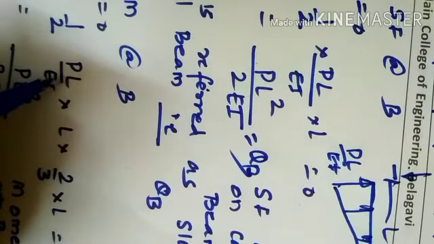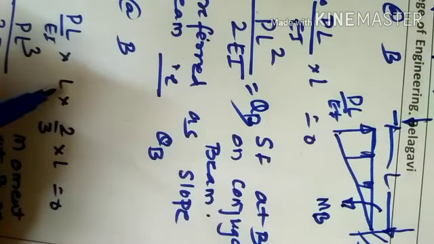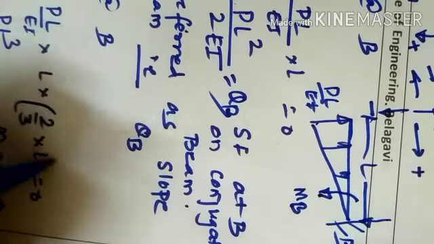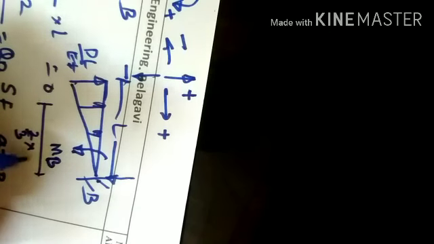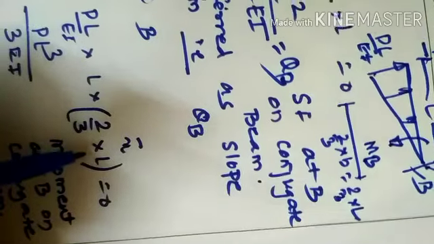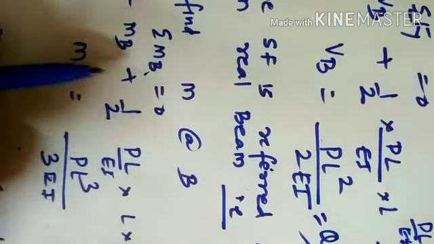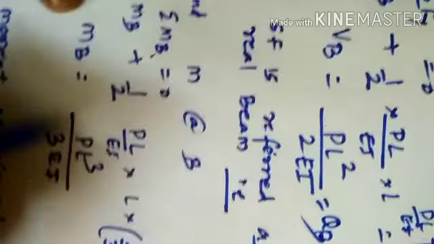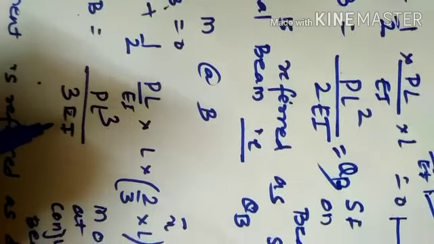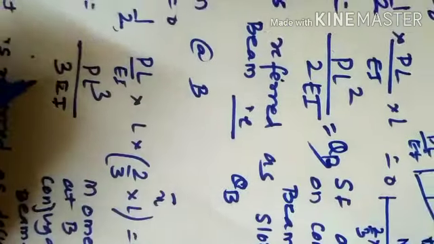Half, height of the triangle PL by EI, base of the triangle L. Now this 2/3 is the centroid of the load. Now centroid of the load, where am I going to calculate? With respect to point B. So with respect to point B, how far is the centroid here? 2/3 of base. 2/3 of base means 2/3 of L. So that's why we are including this as 2/3 of L is equal to 0. Again, considering MB taken on the right hand side, the minus will be converted to positive. MB is equal to PL cube by 3EI, because 2 will get cancelled. So PL cube by 3EI.